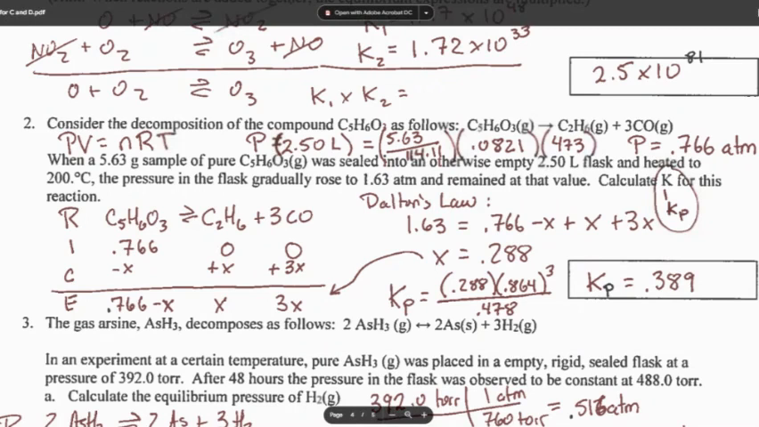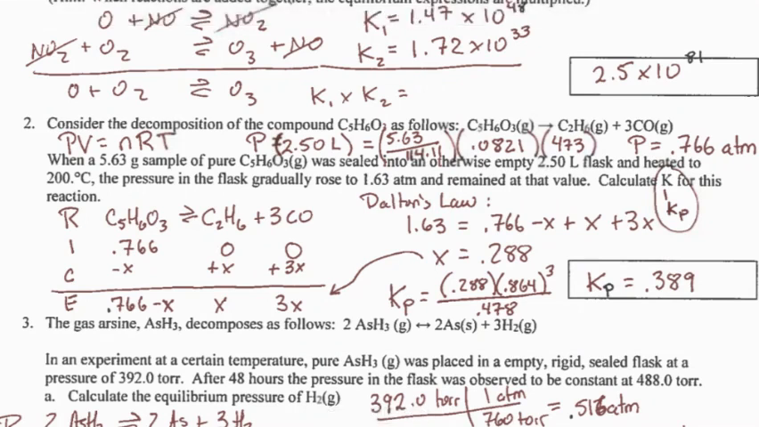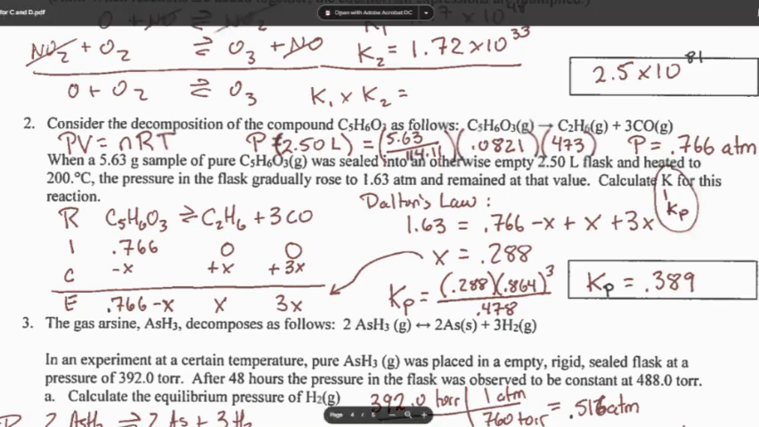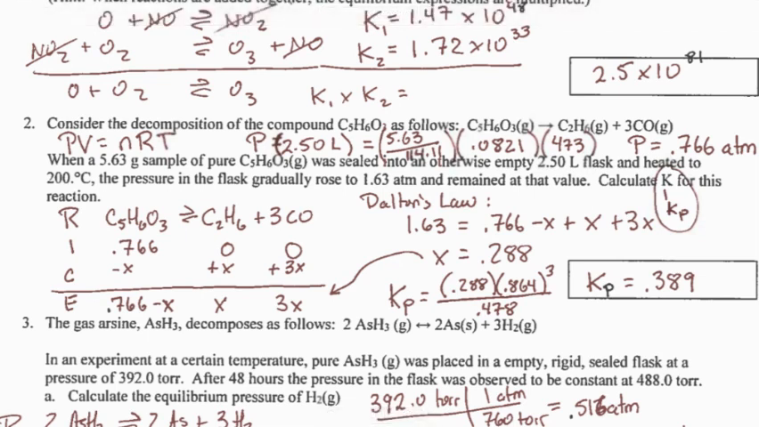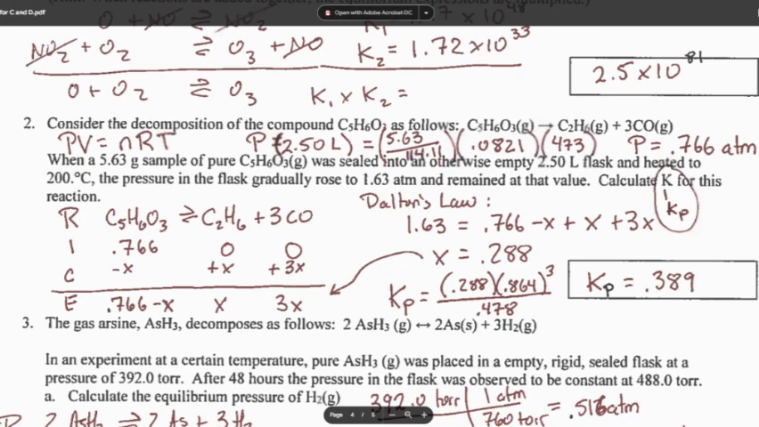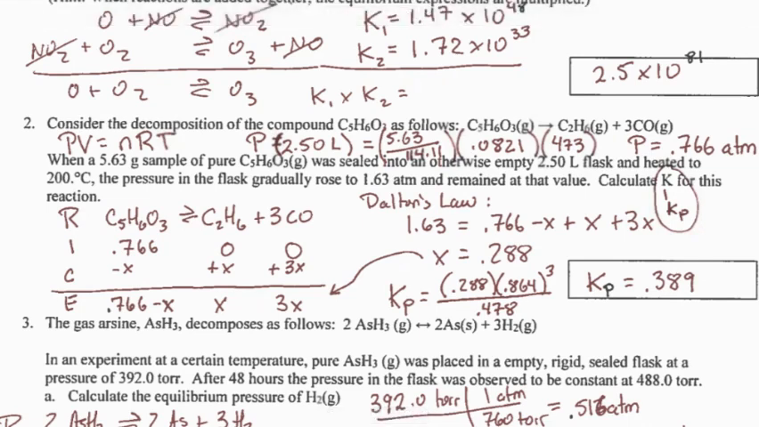Let's look at our RICE table very closely. We have the C5H6O3 at 0.766 atmospheres, and we have nothing for the other two because it was in a sealed empty container. As it reaches equilibrium, we lose some of the C5H6O3, we make some of the C2H6, we make triple the amount of CO. So at equilibrium, we have these in terms of X, and we know that these have to add together to be the total pressure.